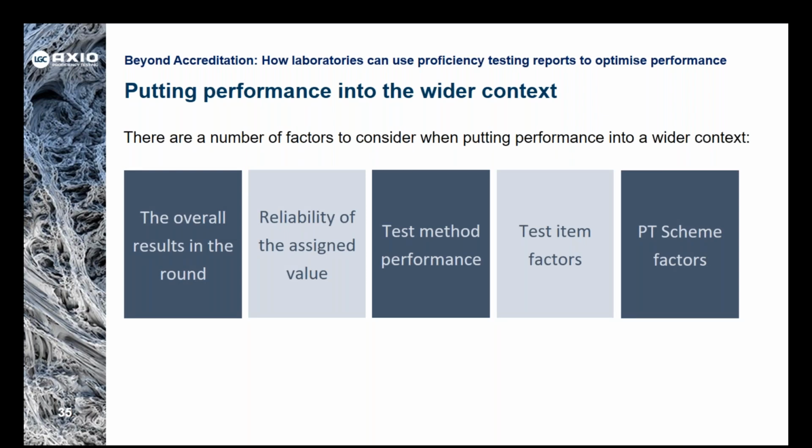When interpreting performance in any round of a proficiency testing scheme, there are a number of factors which need to be considered to evaluate the performance. There are 5 major points to consider. The overall results in the round. How did everyone else perform? Is there a wide distribution of the results? Reliability of the assigned value. How many participants were in your peer group? Performance of the test method. Is this a particular method variable? Is there any known interference in the patient samples? Test item factors. Was the correct sample analyzed for the correct tests?